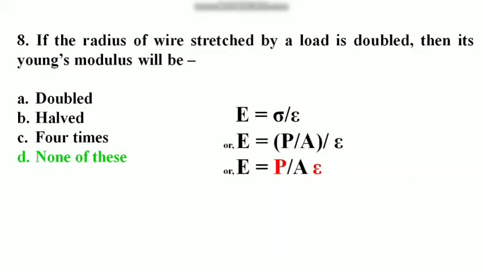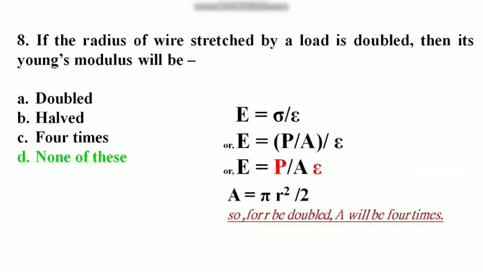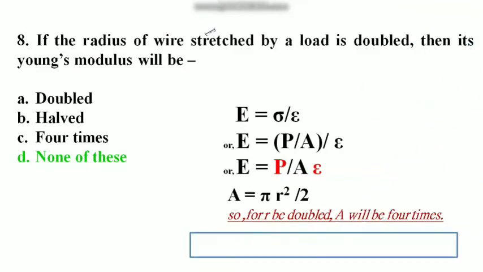In this case, P and epsilon are constant and A equals pi r square. So if the radius is doubled, A will be 4 times. So as E equals P by A into epsilon, E will become 1/4. And it is not in the options. So option D, that is none of this, will be the answer.